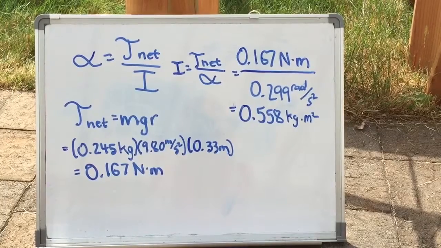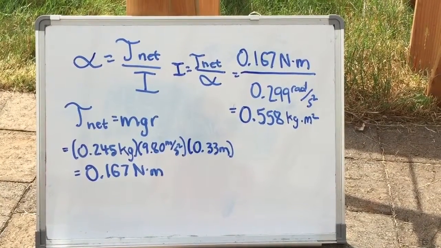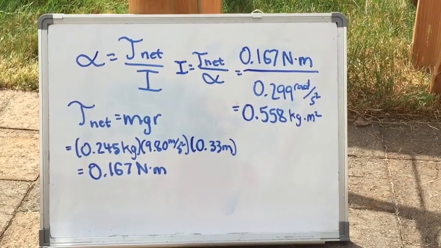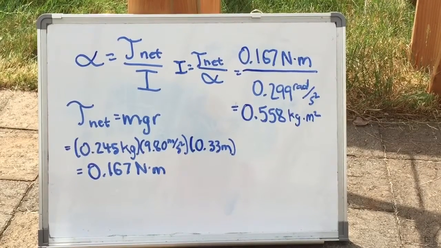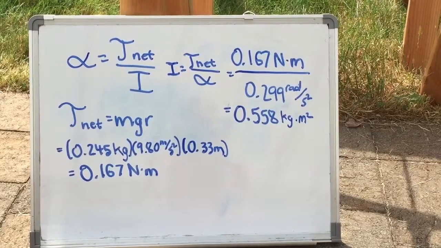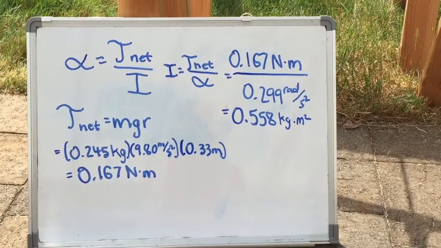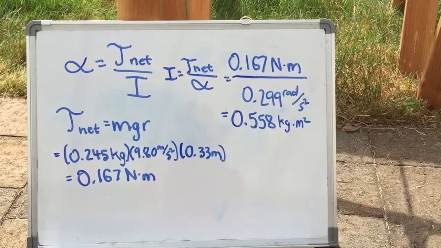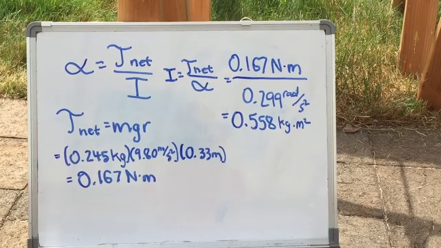So we use the angular acceleration equation where angular acceleration equals the torque net over the moment of inertia, and we found the net torque by calculating the mass of the weight times the gravity times the radius of the PVC pipe. So we found it to be 0.167 Newton meters, and we used the moment of inertia equals the net torque over the angular acceleration previously found, and we calculated that to be 0.558 kilograms meters squared.